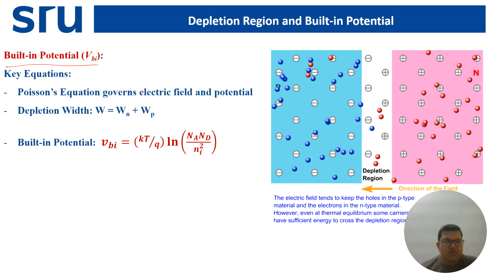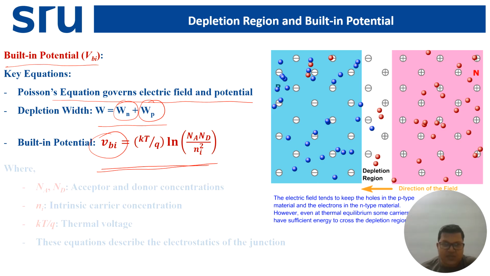What are the key equations? Here we will see Poisson's equation governs the electric field and potential, and the depletion width is equal to Wn plus Wp. Wn is the depletion width at the n side, and Wp is the depletion width at the p side. And here is one important formula which will be used often: Vbi, the built-in potential, is equal to kT by q ln(Na Nd by ni squared). Now we will see what these terms are.